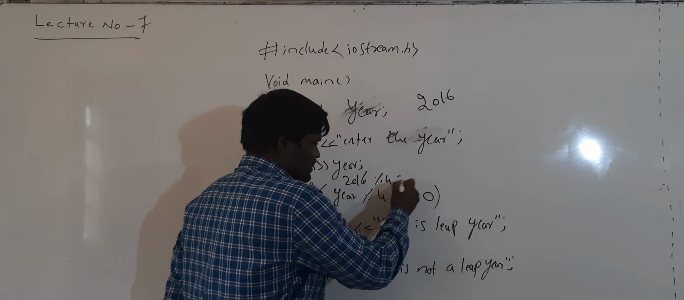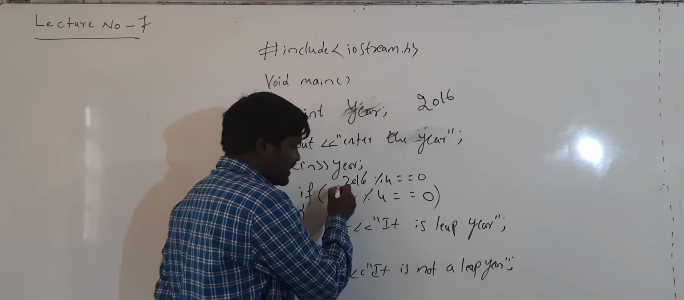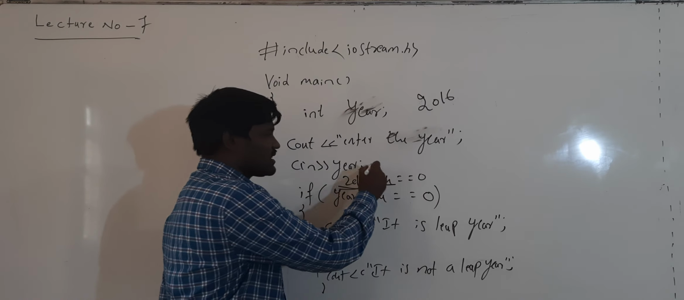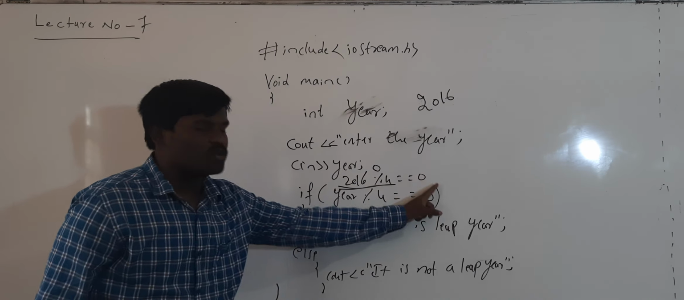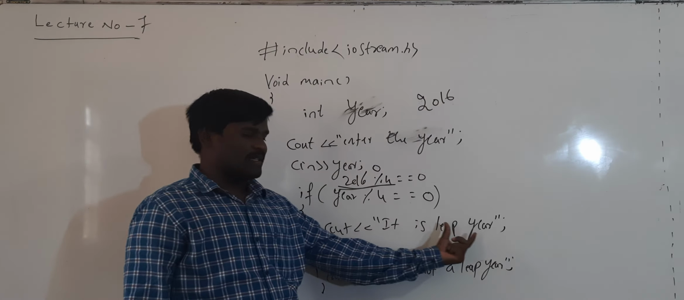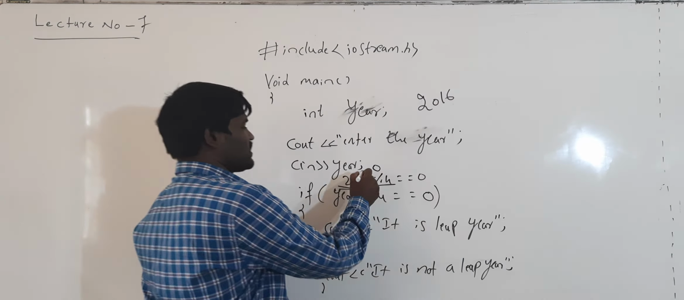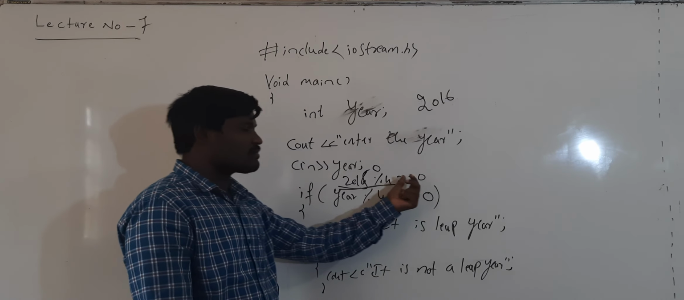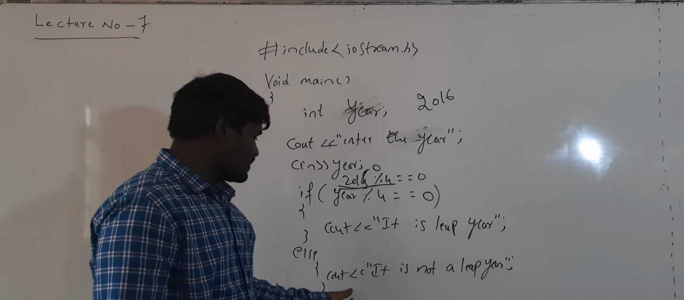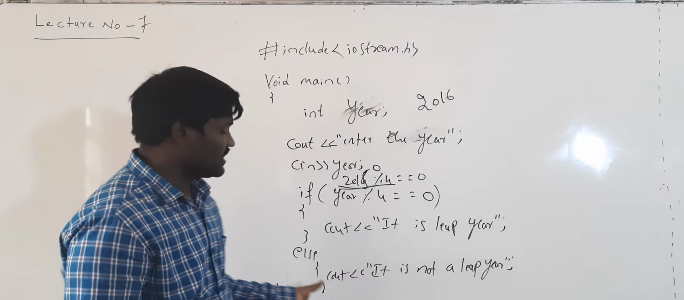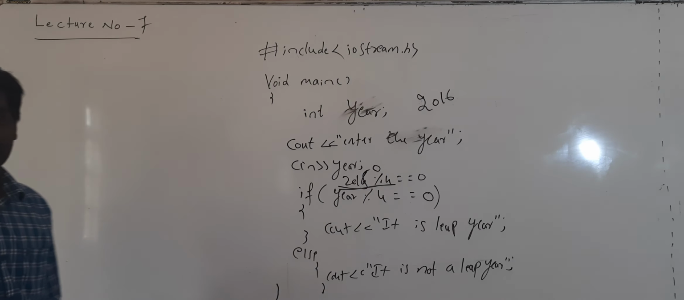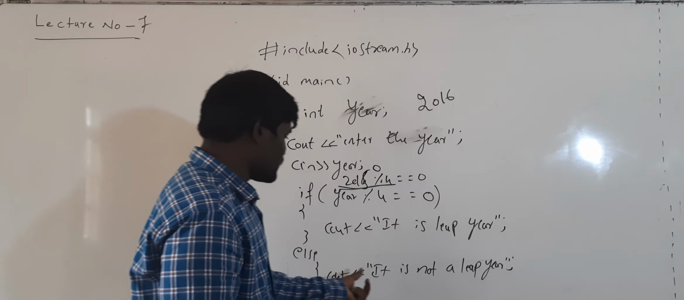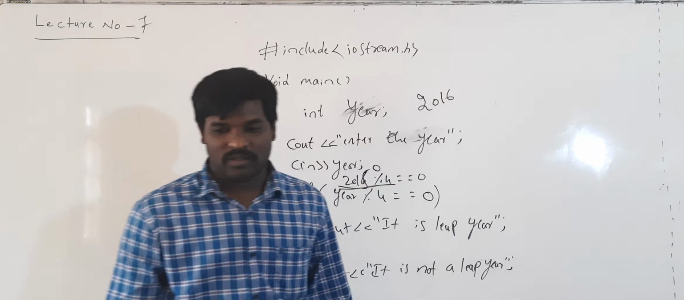2016 mod 4 is equal to 0. It means that it will compute 2016 mod 4. Here it will give the result as 0. 0 is equal to 0. It will display it is a leap year. Suppose if I give the input value as 2015, that time the condition becomes false. Then it will execute the else block. Here else indicates the false block statement. When the condition becomes false, that time else will be executed. So that's why it is not a leap year. Okay.